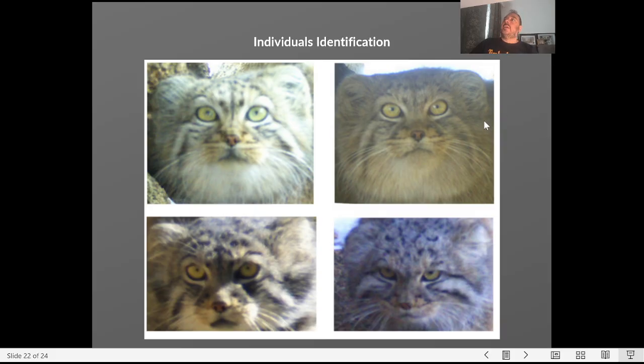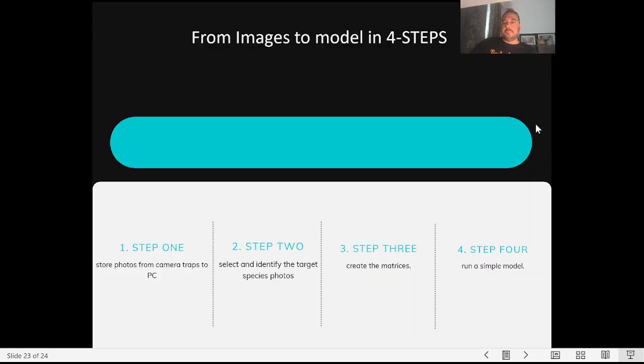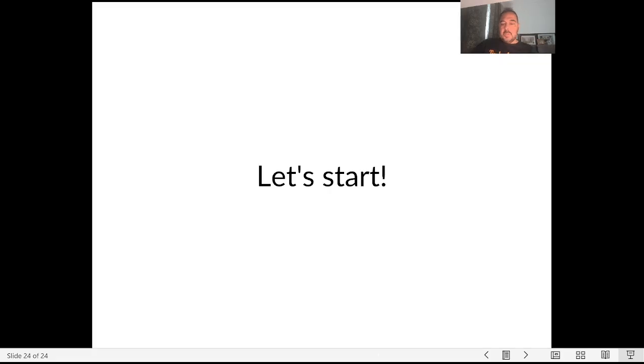Once we have all the detections, we will be able to make the matrix with the capture history, which I will show how it is done, where basically we show the identification of the cat, the site where it was detected, the date and the time. So that's it. As I said, create the matrix and run a simple model. That is all we have to do. So now let's start with RStudio to run a simple model.